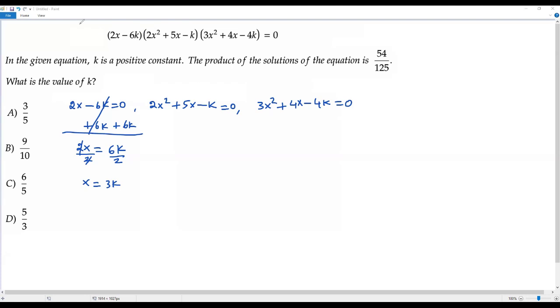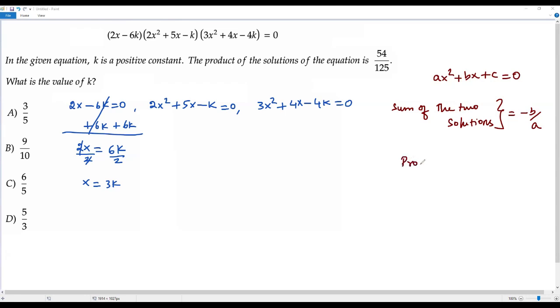Before I proceed with the next step, I'm going to consider some facts about a quadratic equation in the form ax² + bx + c = 0. Whenever we have a quadratic equation in this form, without solving it, we'll be able to get the sum of the two solutions and the product of the two solutions. The sum of the two solutions is −b/a. That is, we take the negative of the coefficient of x, then divide it by the coefficient of x².